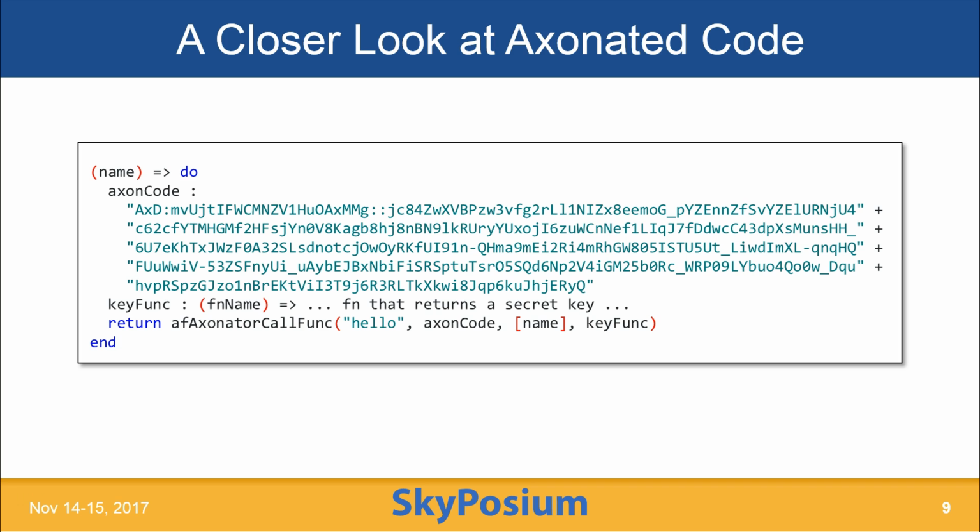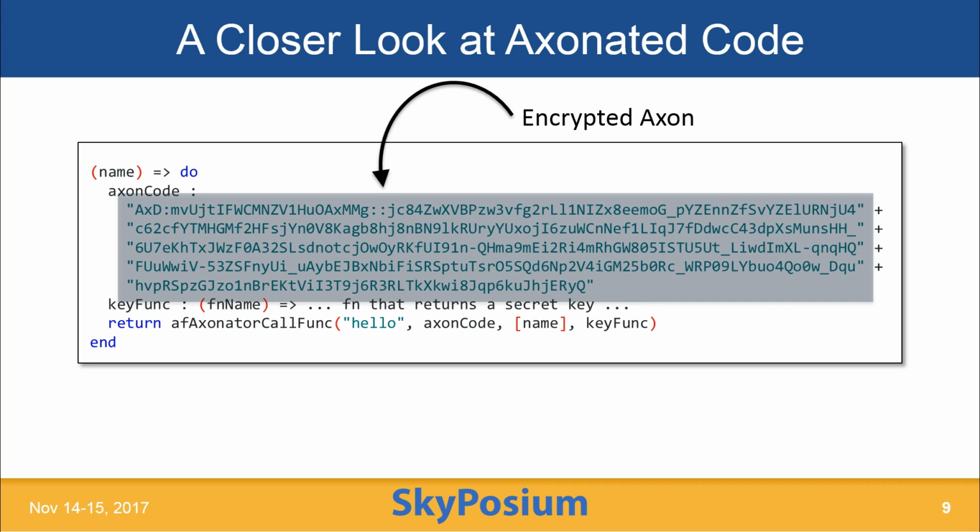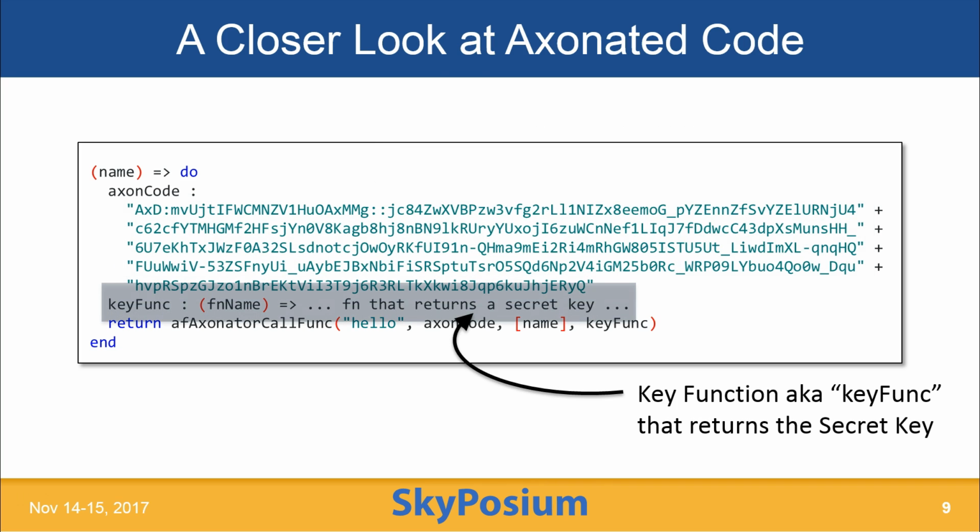Every Axonated function comprises of just 3 lines of code. The first line is the gobbledygook at the top. This is the original Axon code that's been encrypted. For small functions, like our Hello World example, it can be quite large. But note that Axonator also compresses your source code before encrypting. So large functions actually take up less characters than the original, because as we all know, size matters. The second line is the key function. This is a little bit of Axon that you write and give to Axonator before it encrypts the code.